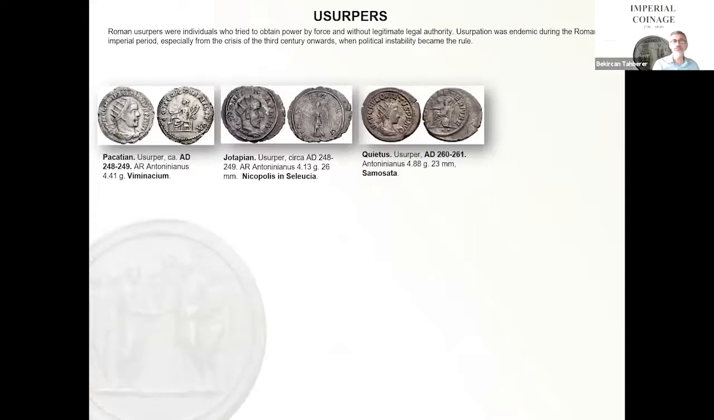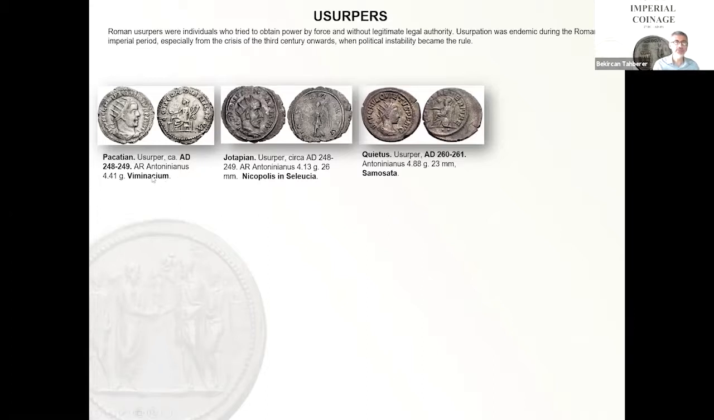We should talk about the Roman usurpers. They appeared in difficult times, especially when Valerianus Senior was captured by the Persians. The empire went into turmoil, and usurpers popped up like mushrooms after a rainy day.